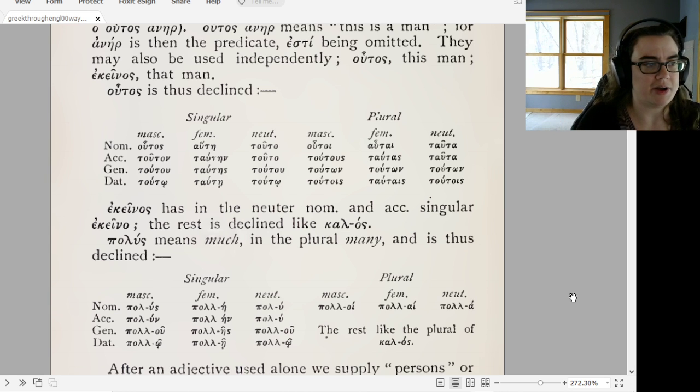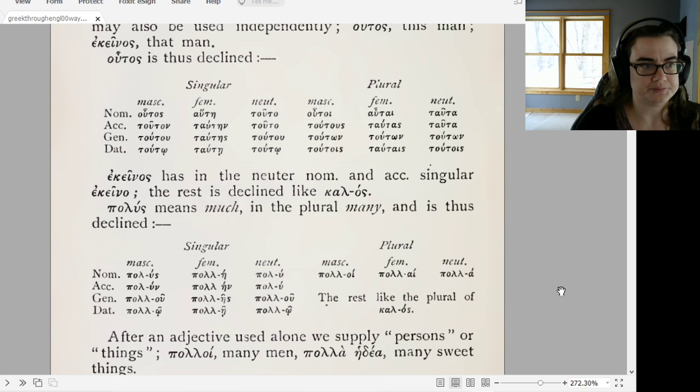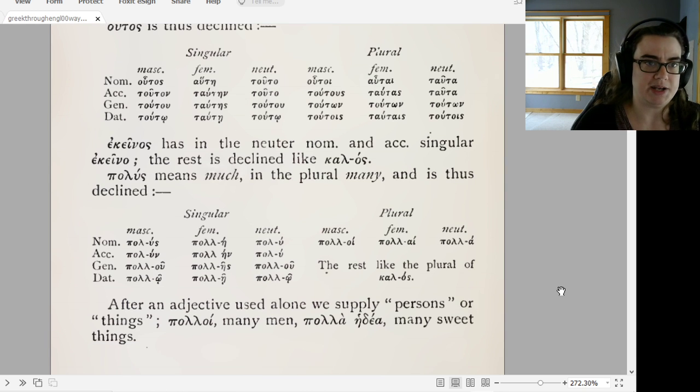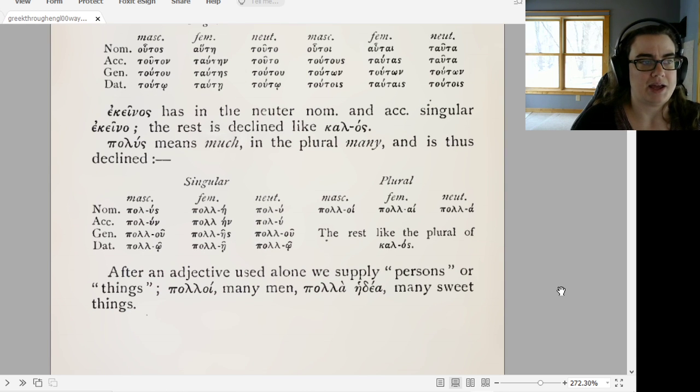Speaking of words we have to worry about, then there's polus, which is irregular. It means much and many. And sometimes it's got one lambda, sometimes it's got two. Okay. Just accept it. So, the feminine always has two lambdas.